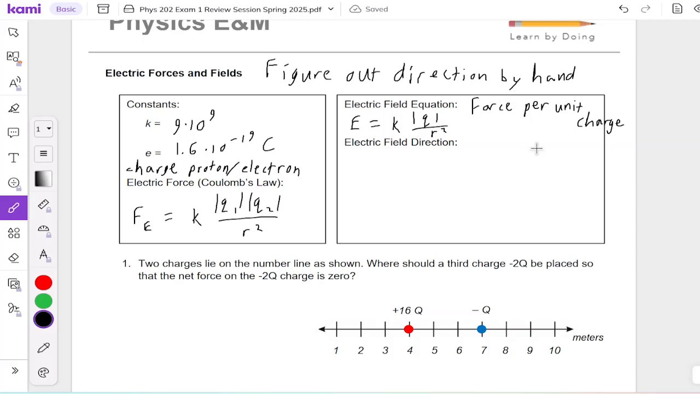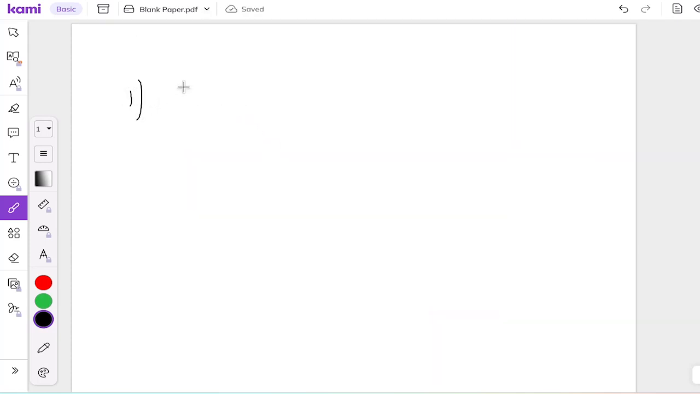Electric field direction. There are 3 things I'm going to write for this. That's why I left such a big area here. And you need to know all 3. You do not use all 3 for the same problem. Depends on the problem. Okay, so the first definition is the easy one. Actually, let me write this. I need more room because I have size 20 font with this thing. The first thing is away from positive and towards negative.